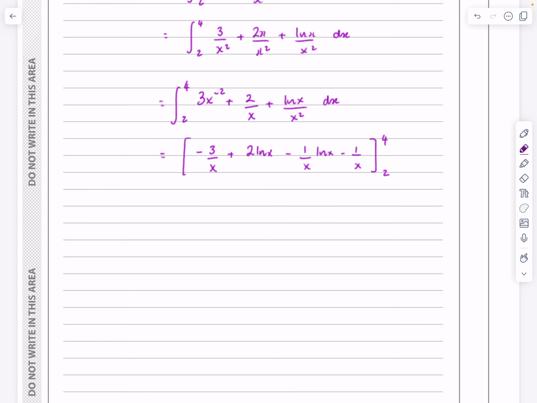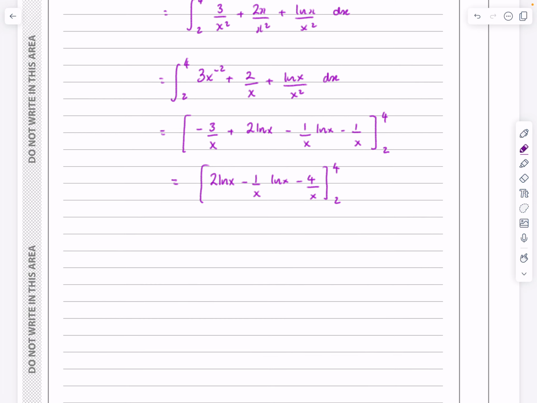So when we're doing that, we could just tidy that up a little bit. For example, when we're looking at this term and this term, minus 3 over x minus another 1 over x, that's going to be minus 4 over x, isn't it? So if I just want to make that a little bit neater before I do it, this is 2 log x minus 1 over x log x, and then minus 4 over x that we're doing between 4 and 2. It said give me the exact value, so we might have a little bit of a play around with logs in a second, but let's put everything in.